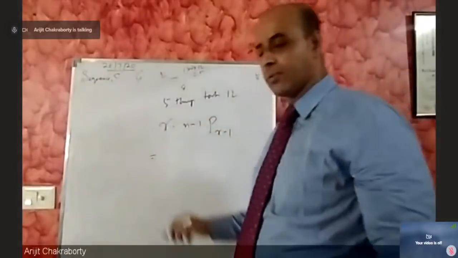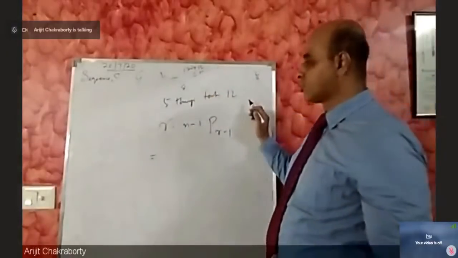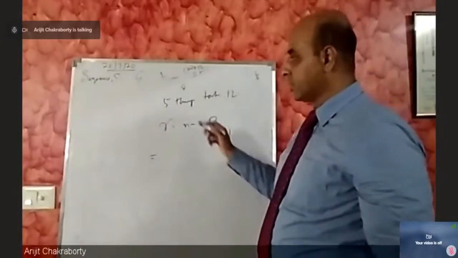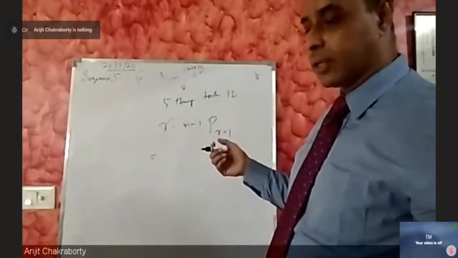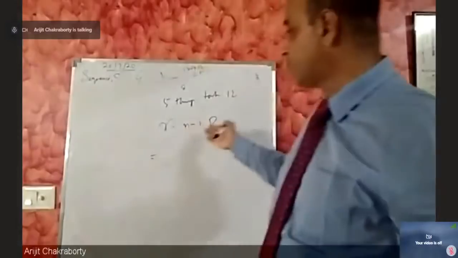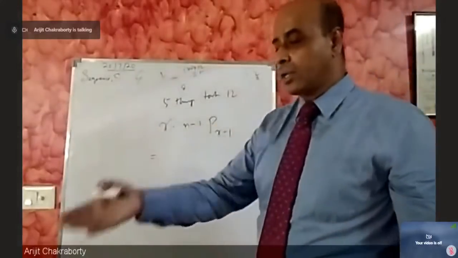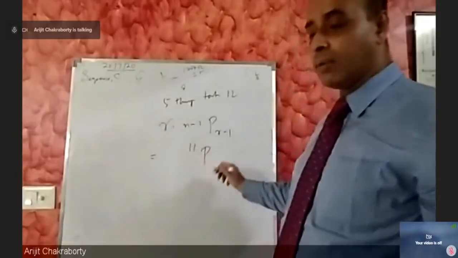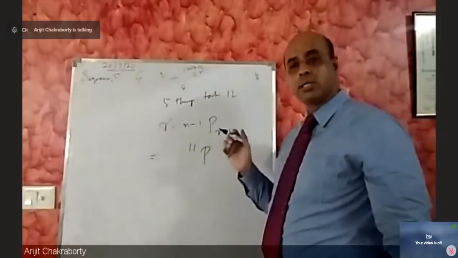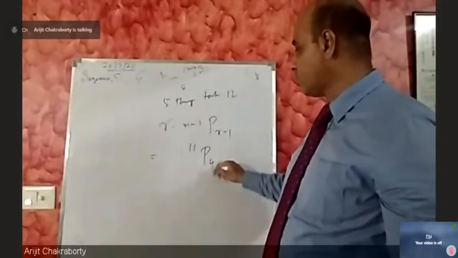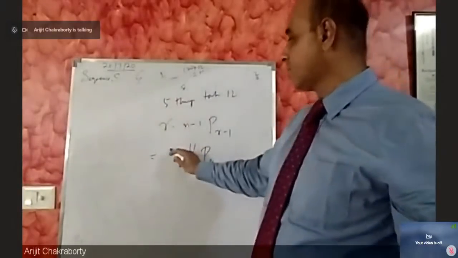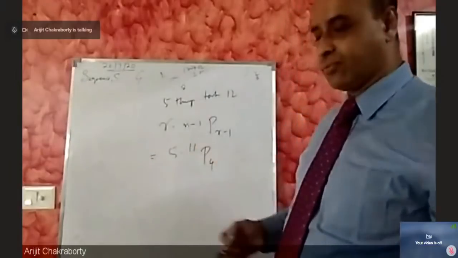So in this case, 5 things out of 12. One thing is going to occur continuously. So here you just put in the formula. 12 minus 1 is 11. So 11 P. R minus 1 is 5 minus 1 is 4. So you write 4 here. You want to bring out 5 things, and it is 5 into 11P4.